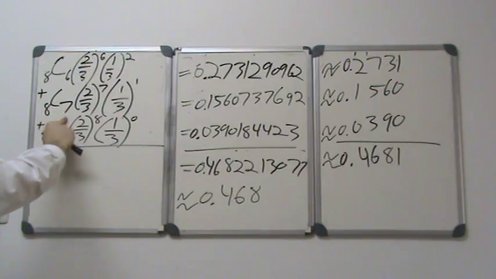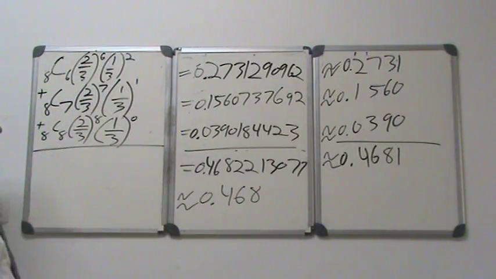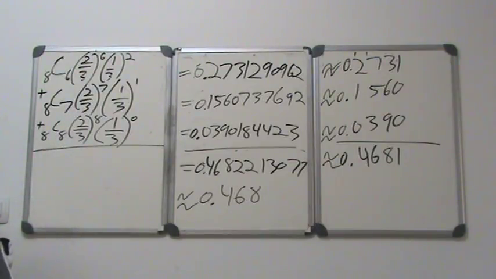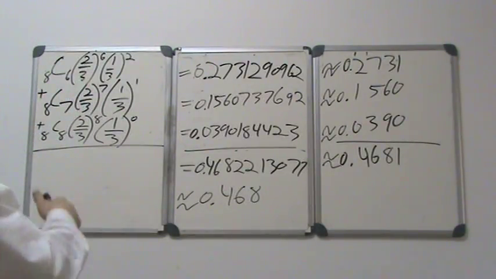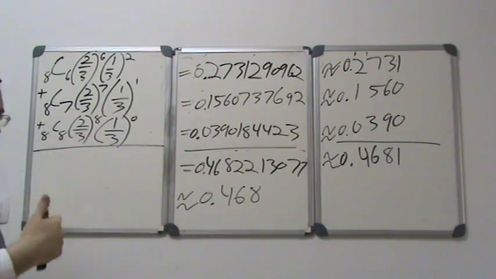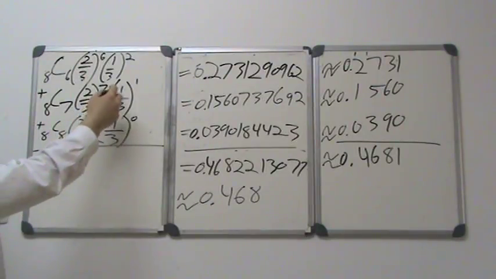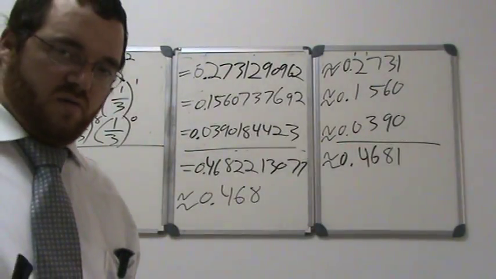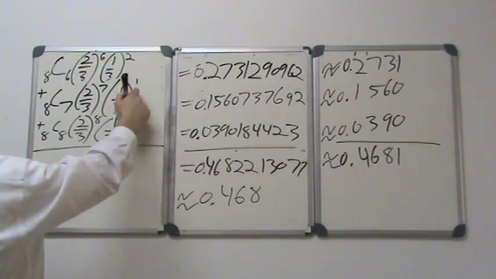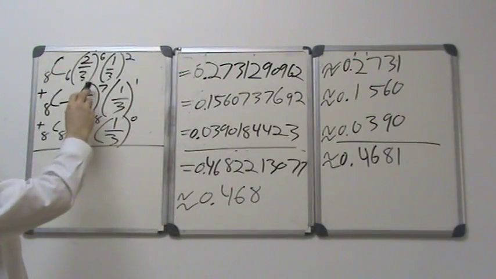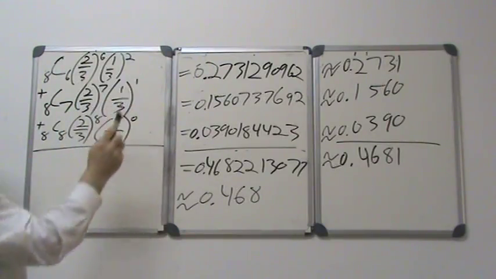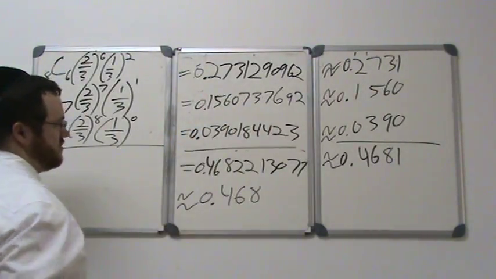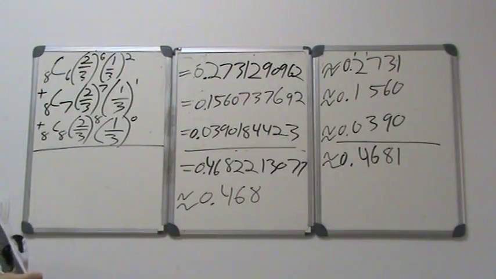So also 8 combination 7, because 7 out of 8 games they have to win, so the probability of them winning is 2 over 3. I want them to do that 7 times in a row, so it's to the 7th power. So it's 2 over 3 multiplied by itself 7 times, times, if they're going to win 7 out of 8 games, how many games are left? There's only 1 left. So it's times 1 over 3 to the 1st power. So 8 combination 7 times 2 over 3 to the 7th power times 1 over 3 to the 1st power is equal to 0.15607376692.